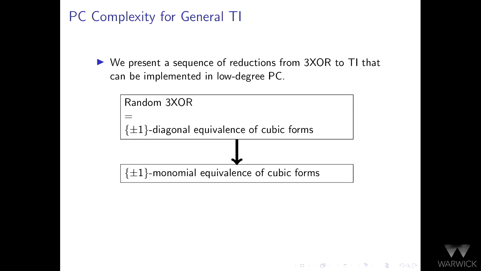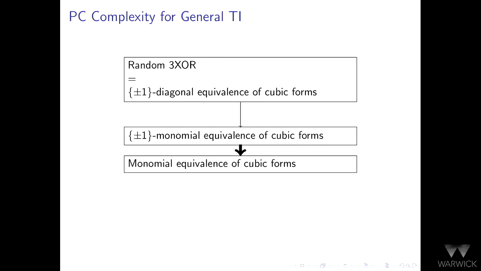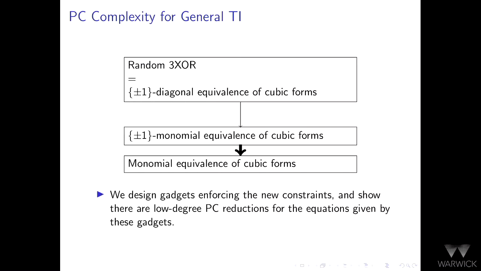And so in our first step of our proof, we remove the diagonal restriction to change that to the restriction of monomial matrices. And this can be done by ensuring that the underlying hypergraph of the XOR instance has no non-trivial automorphisms, and this is guaranteed at sufficiently large clause density. Next, we remove the restriction of being a plus or minus 1 monomial matrix. And this is done by designing an appropriate gadget that enforces this new constraint. And we show that this gadget reduction gives us in fact a low degree PC reduction as well.